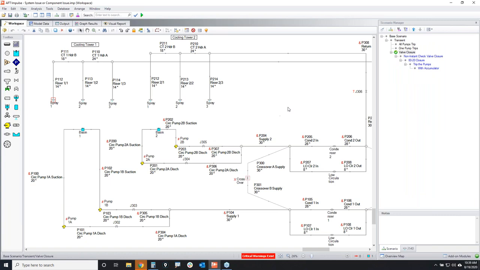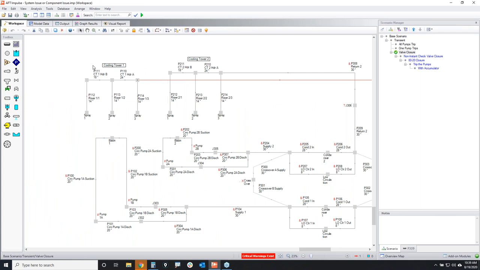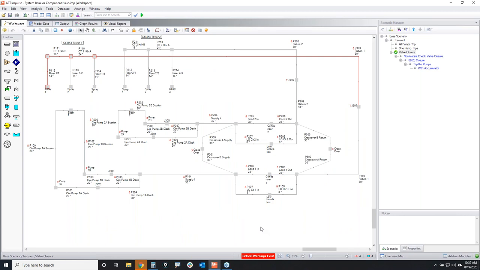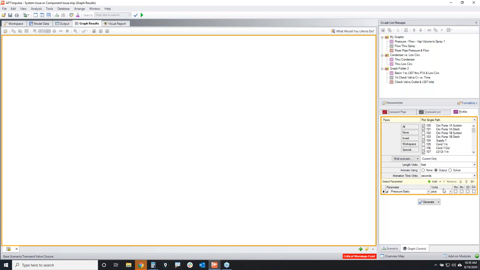And that animation is going to be from that valve closure to the end of one of the spray nozzles. So when I select that flow path on the workspace and I go back to my graph results window, on the profile tab, as you can see, the boxes are already checked for me.